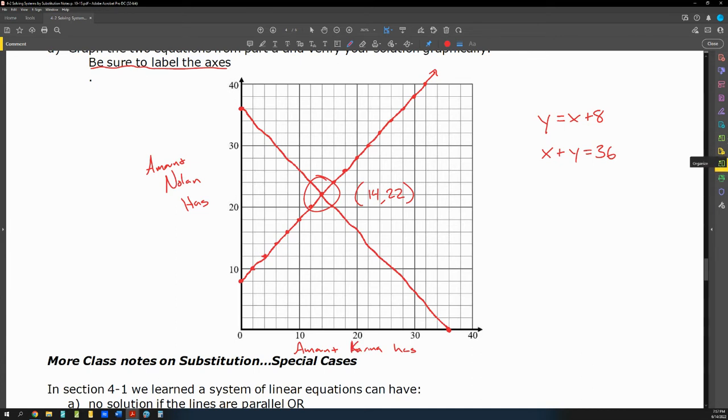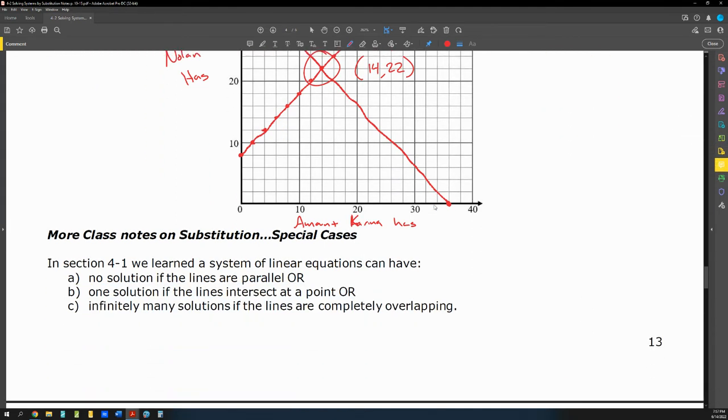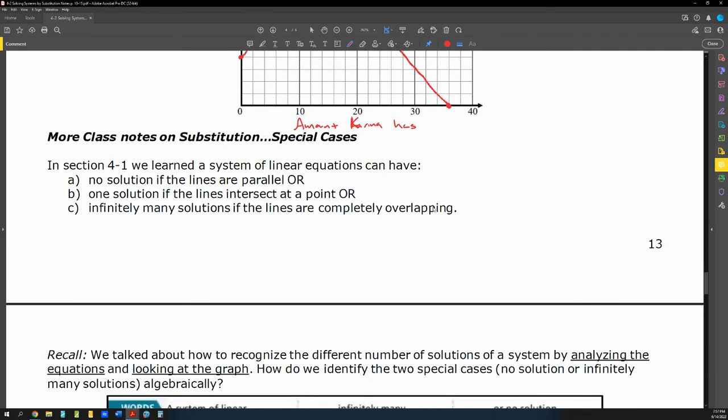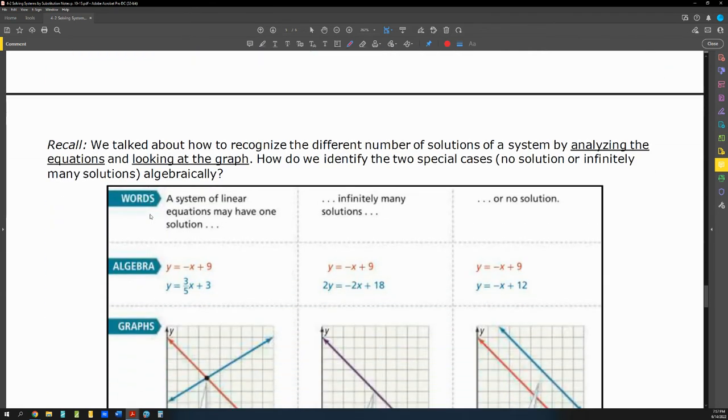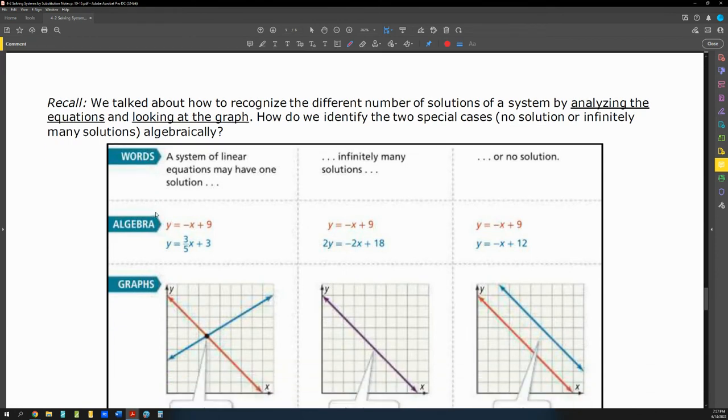All right. Now let's take a look at some special cases. In 4.1, we learned that the system of linear equations can have no solution if the lines are parallel, one solution if the lines intersect at exactly one point, or infinitely many solutions if the lines are completely overlapping. Remember, we learned how to recognize this by looking at the equations and looking at the graph. We can tell by the equations whether they have the same or different slope and the same or different y-intercept. We can look at the graph.